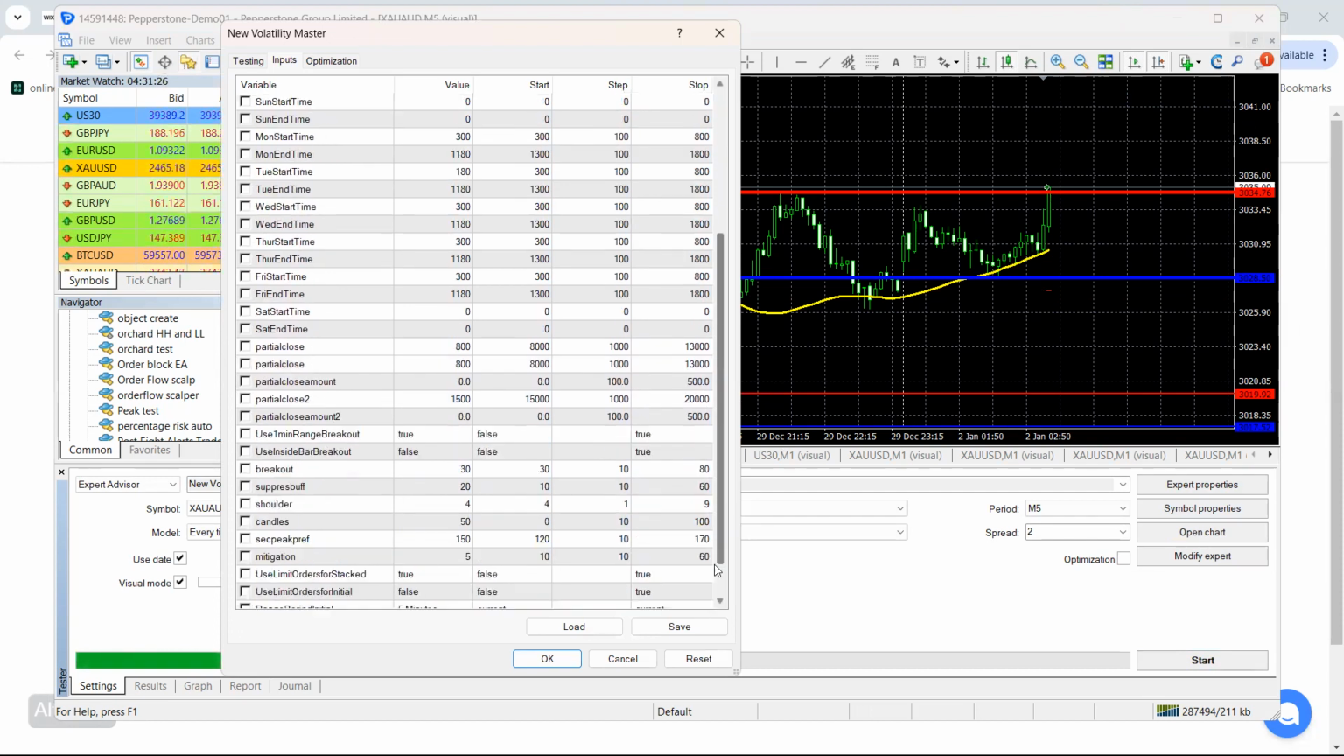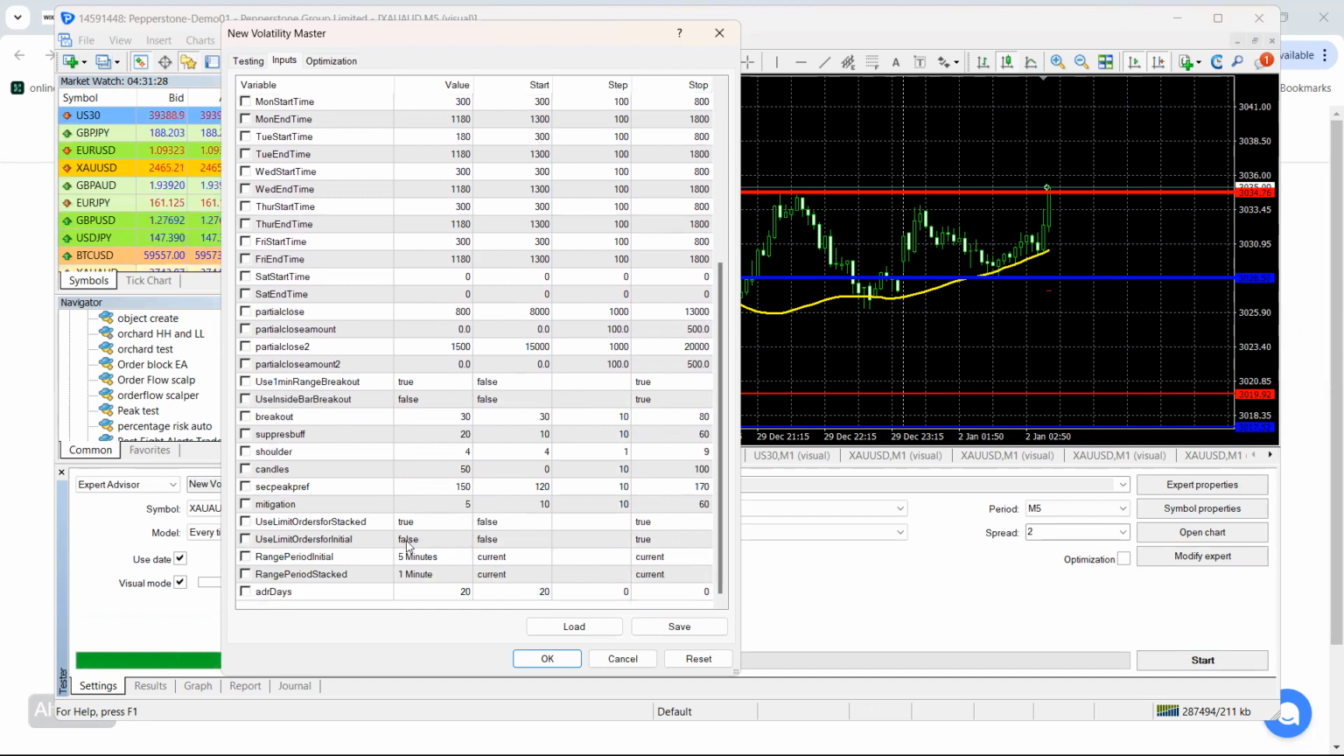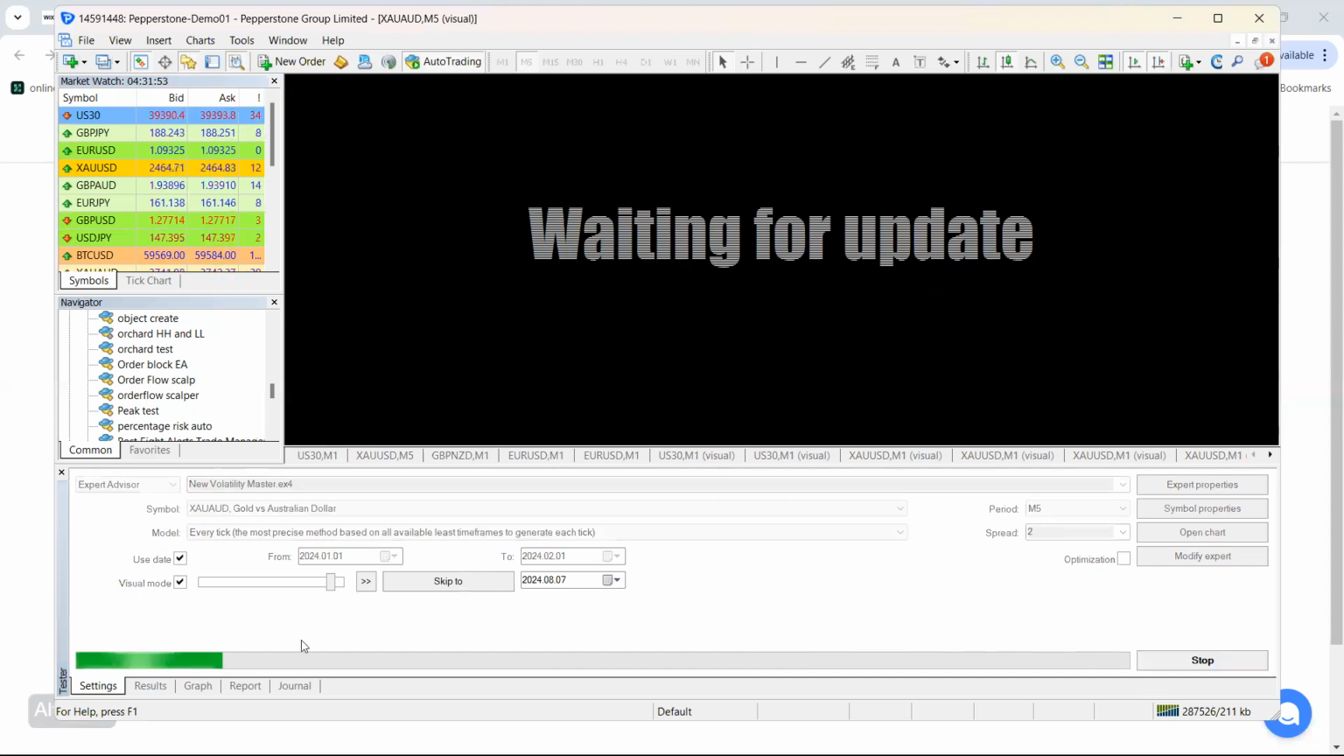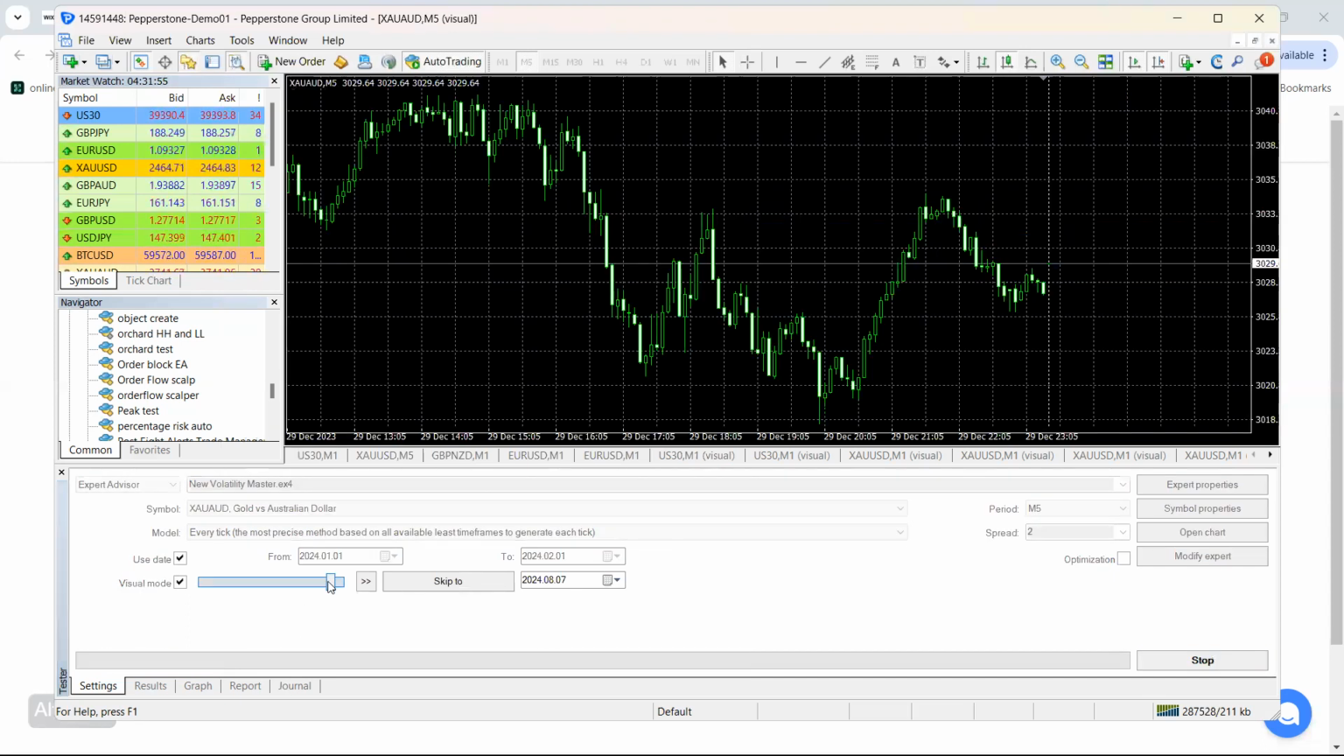Now, we are going to come down here and I'll change the use limit orders for initial trade to true. So now it's going to be using limit orders for the initial trade. And I'm also going to change the mitigation setting to 30. It's not what I generally use, but it'll make it more visual on the chart so we can see what it's doing. So this time we'll back test that same little place and we'll have a look at the difference.